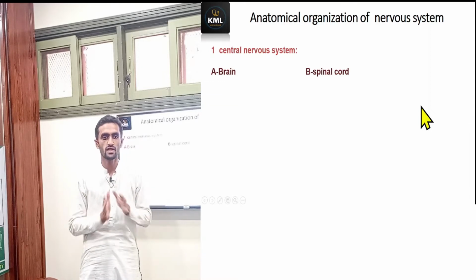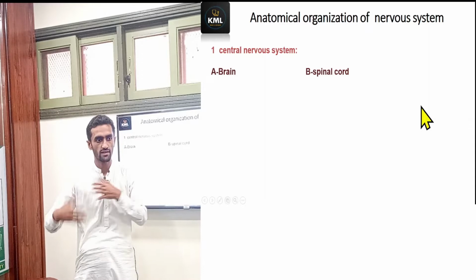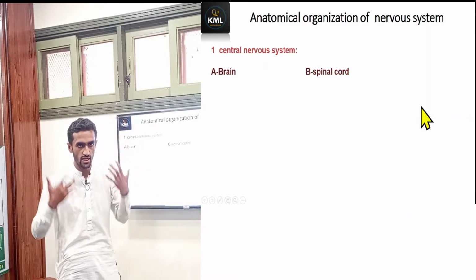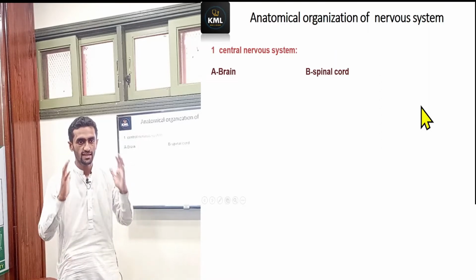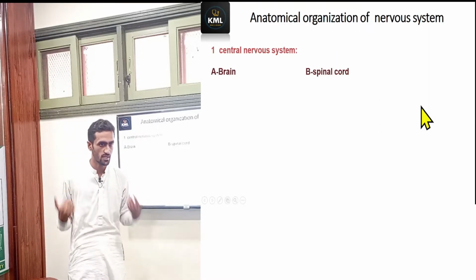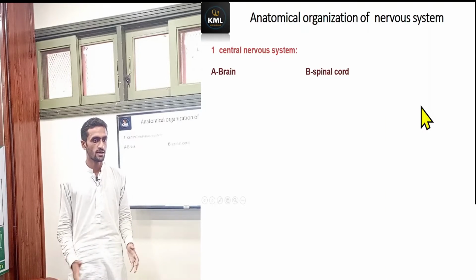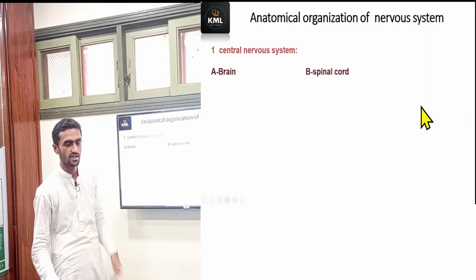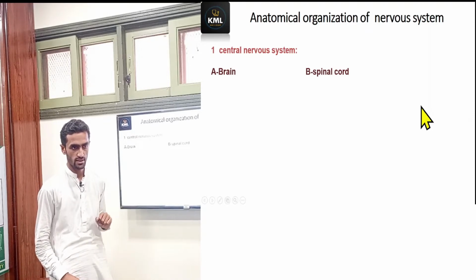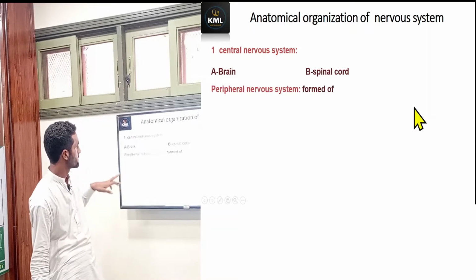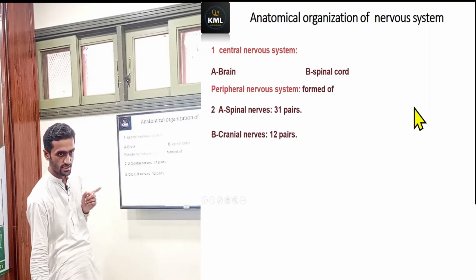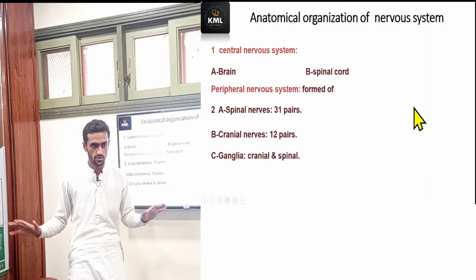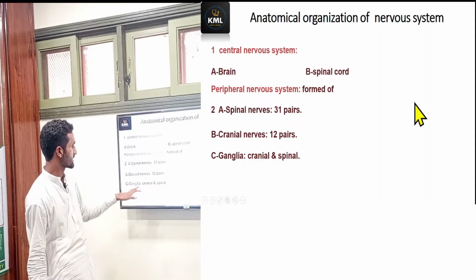And what do you mean by peripheral? It means the nerves which go to supply the whole body. If they are coming from the skull region, your head and neck, they are considered the cranial nerves. If they are coming from your spinal cord, they are considered the spinal nerves. There are 31 pairs of spinal nerves, and 12 pairs of cranial nerves. Pair means they are coming on both sides, left and right. Okay. So ganglia, and cranial and spinal.